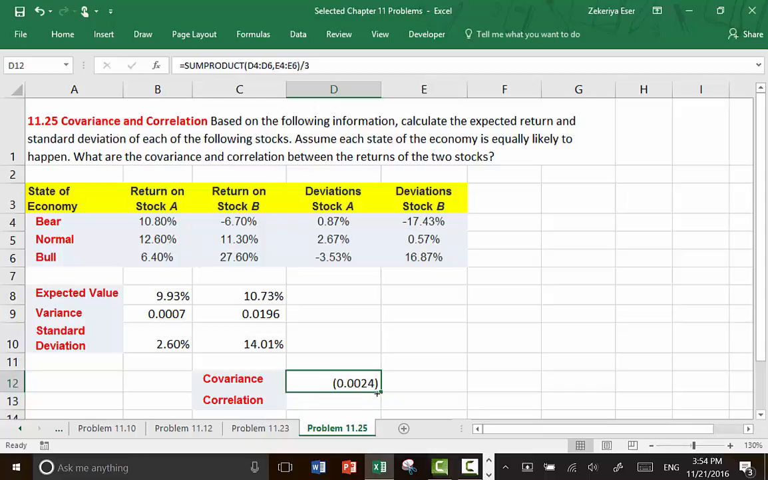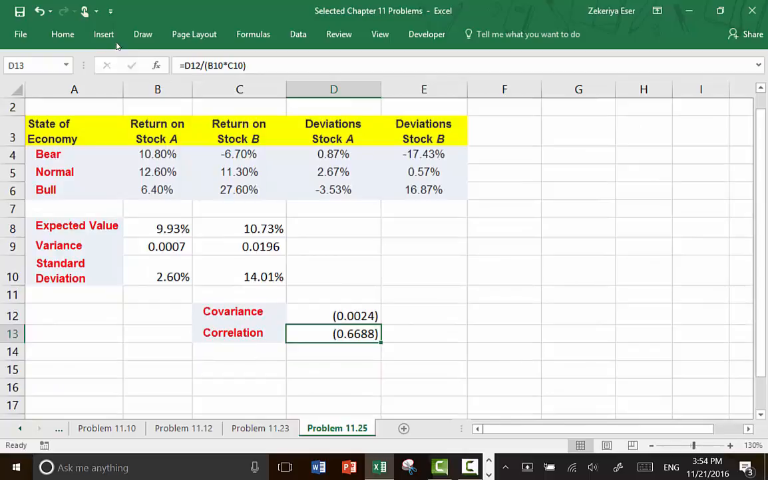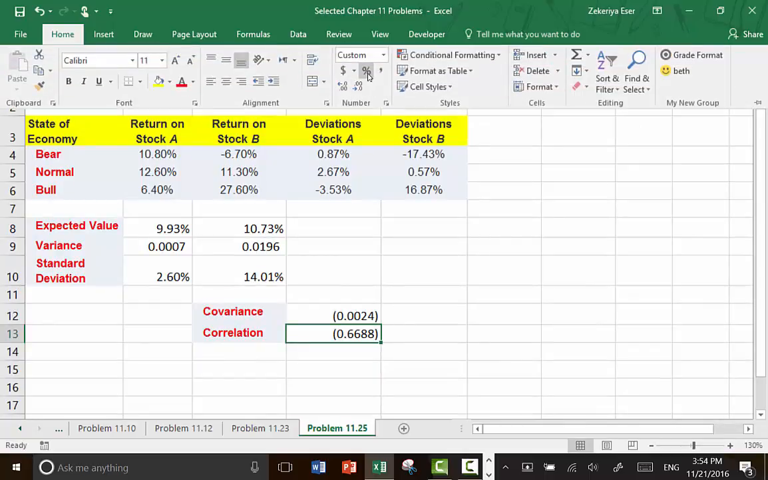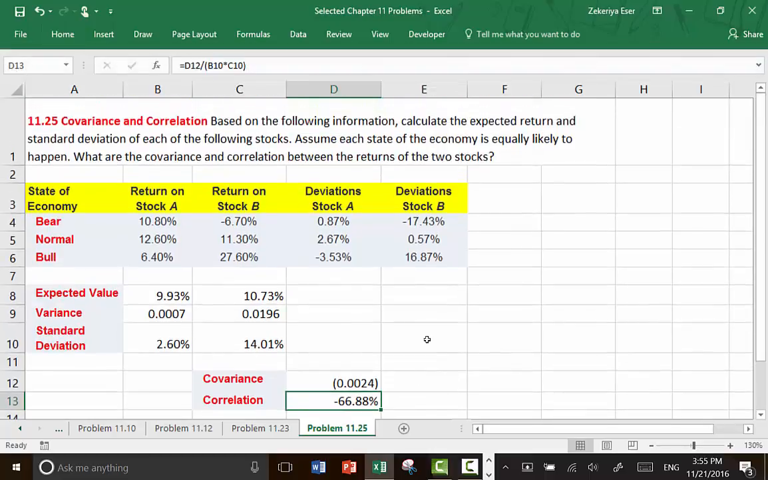Well, the amount is negative. That means they are negatively correlated. If stock A is likely to go up, then we should expect stock B to go down. And correlation is simply you take the covariance and you divide it by the product of the standard deviations of the individual stocks. And it's always between -1 and 1, so I like expressing correlations in percentage terms. So that is actually a pretty high correlation.